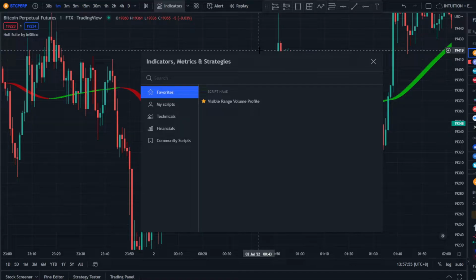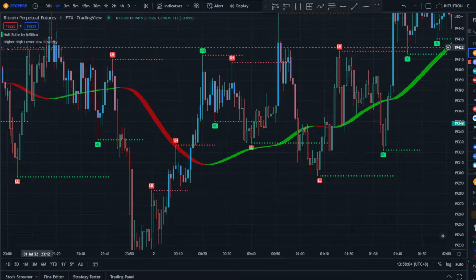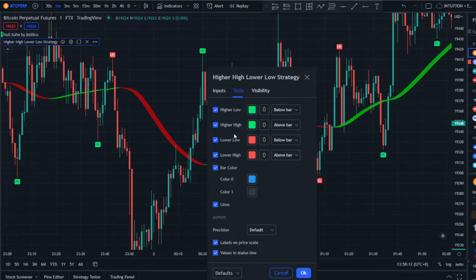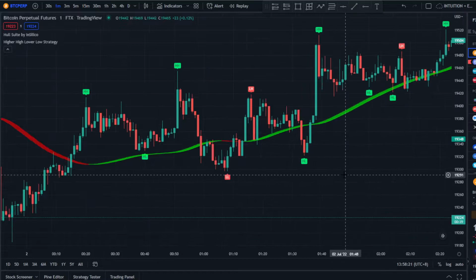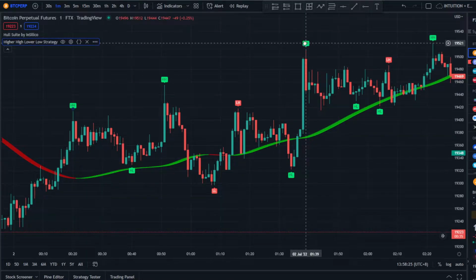Next up, you want to search up a higher high and higher low strategy. So click on the first one over here. Next, you want to alter the left bar and the right bar to 7 each. And you want to turn off everything else except for the higher high and higher low together with the lower low and lower high. So this strategy, as you can see, helps you to identify the trend together with the higher lows and higher highs.